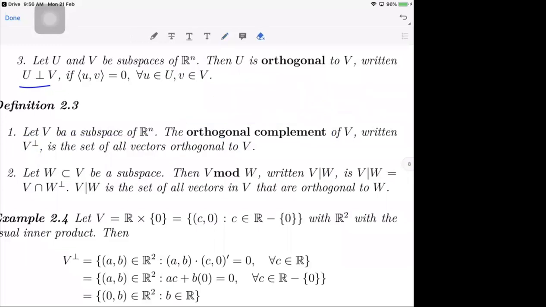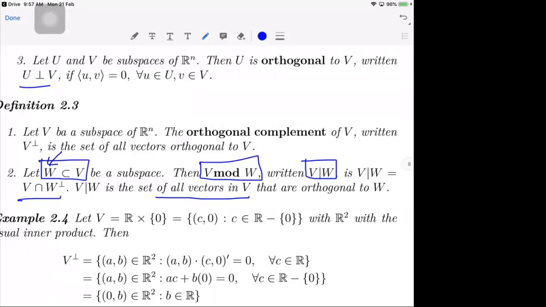So, that is an element of the orthogonal complement. Okay. Next, V mod W, written by this symbol. So, you have another subspace of V. W is also a subspace, but it is a subset of V. Then V mod W, which is the intersection of V and W perp, is the set of all vectors in V that are orthogonal to W.